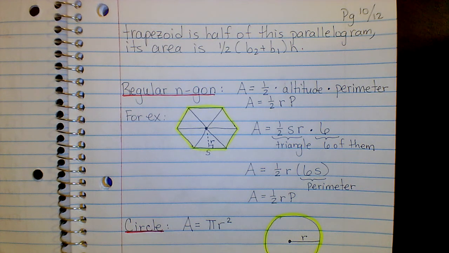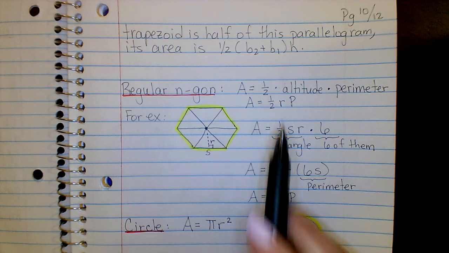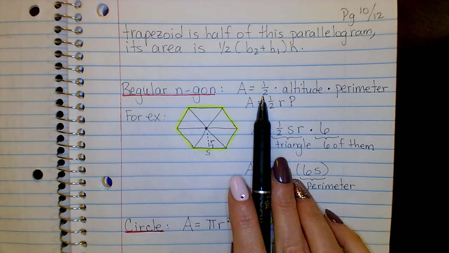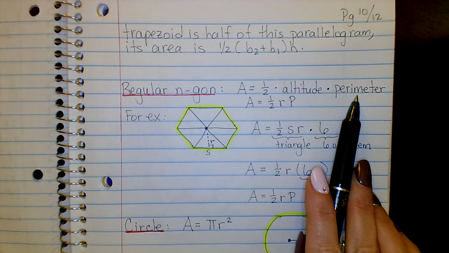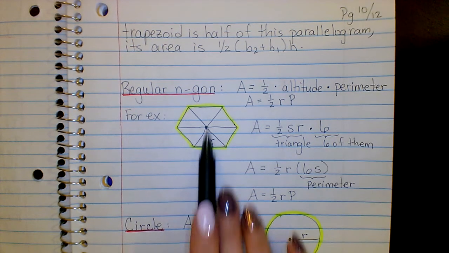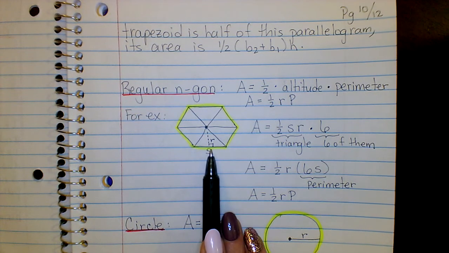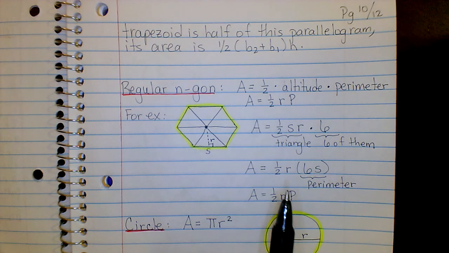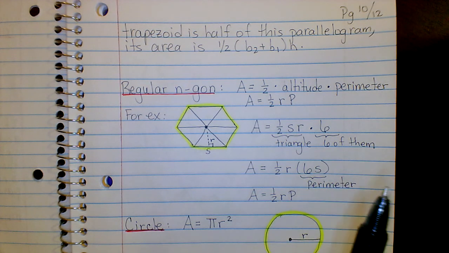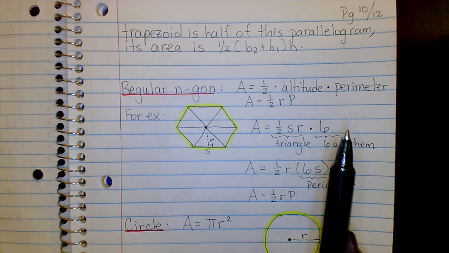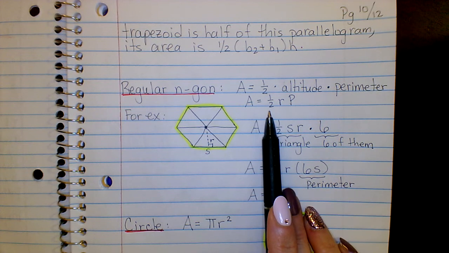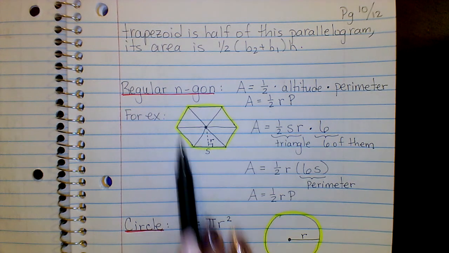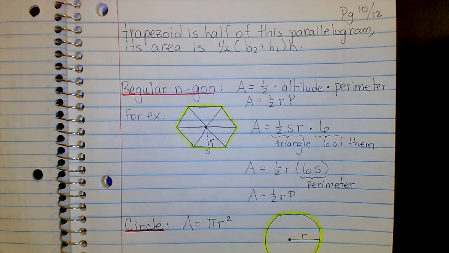A regular n-gon. So the formula is 1/2 times the altitude times the perimeter. Okay? So we called this altitude R. You can call it whatever you want to call it, but I think the formula sheet for this chapter calls it R. Now why? Well, here we go. It's all about some triangles in this case. I just used a hexagon, for instance.